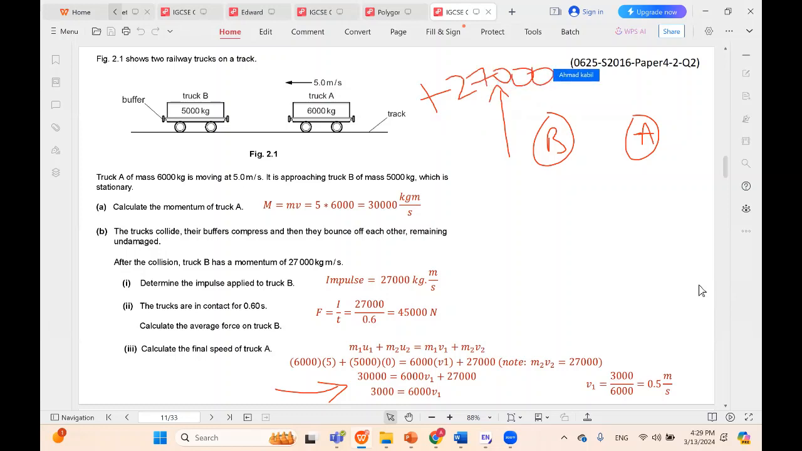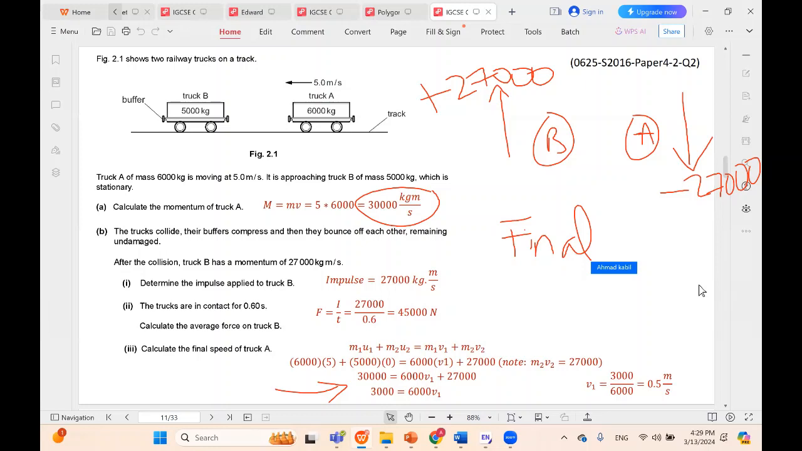Because we said that the impulse is 27,000 and that the momentum, of course, increased since B was initially at rest. So that tells us that for A, the momentum must decrease by 27,000 as well, since the total change in momentum is conserved. Now, since the momentum was initially 30,000, this tells us that the final momentum of A is 30,000 minus 27,000, and that tells us that the final momentum is 3,000.